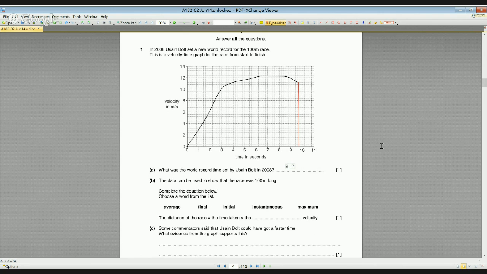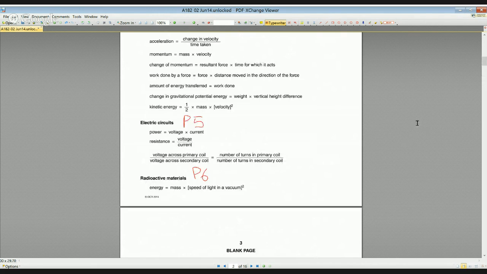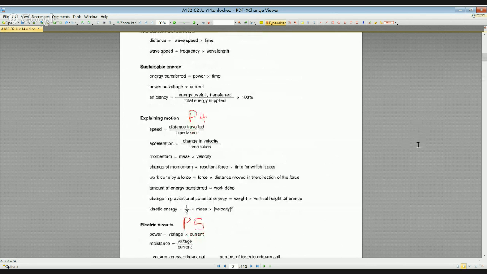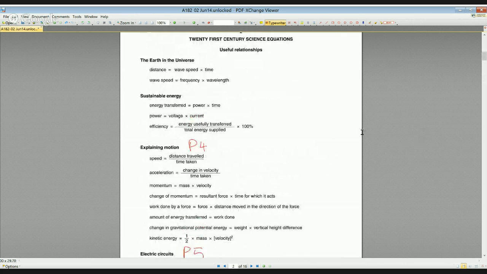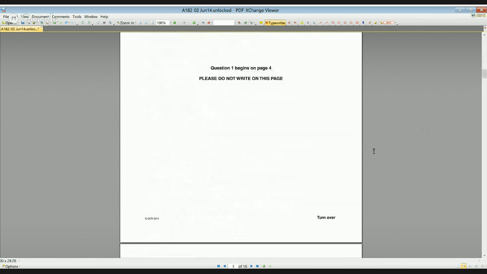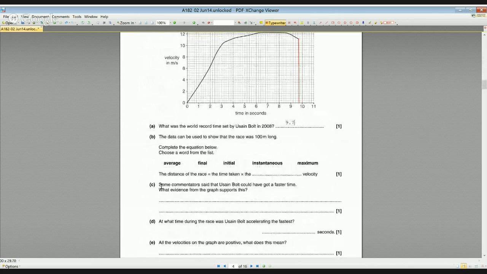Data can be used to show that the race was 100 meters long. Complete the equation below. Choose a word from the list: average, final, initial, instantaneous, or maximum. So the distance of the race equals the time taken multiplied by the something velocity. Well, in order to work out the distance of the race, you can use the equation, which I'm not sure is on the formula sheet actually. No, speed, distance, time isn't on the formula sheet, but it's an equation that you should have known since year 7. And this is the rearranged version of it. The distance equals time multiplied by velocity, and it's the average velocity that is relevant here.